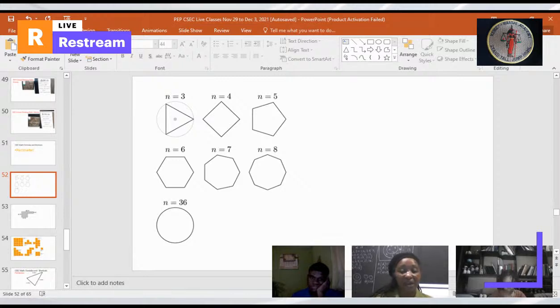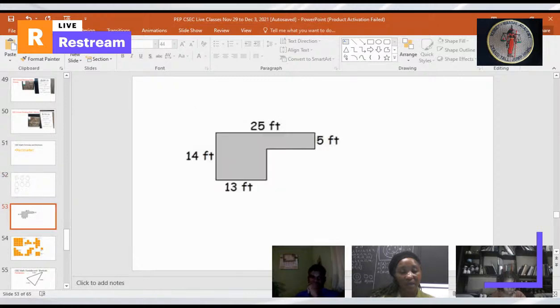If they are irregular, meaning different lengths for the sides, so you can have an irregular pentagon. It has 5 sides, but they are different lengths. So you would have to add all the sides. Now, we're going to get to the circle a little later on. So I'm going to go to the other slide.